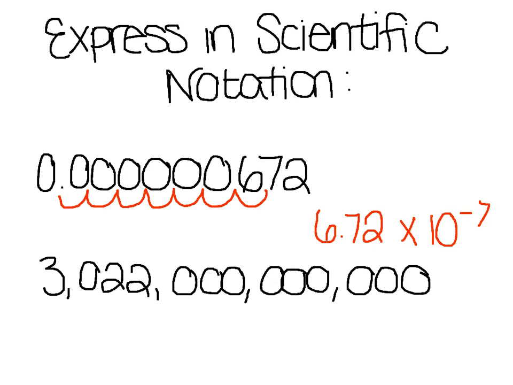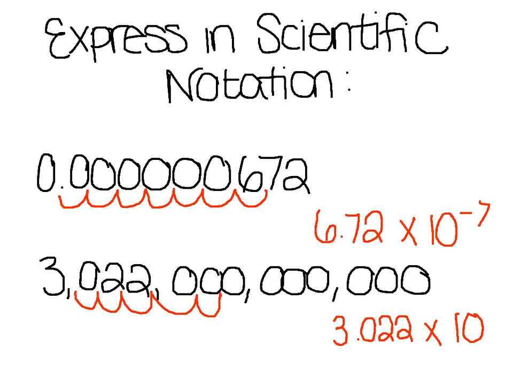Looking at the second example, I know A is going to be 3.022. You want to include all of the numbers, times 10, and since it's a very large number, it's going to have a positive exponent. So counting, I'm going to have 1, 2, 3, 4, 5, 6, 7, 8, 9, 10, 11, 12. So my answer is 3.022 times 10 to the 12th. If you got both of these correct, then I think you have a strong understanding of scientific notation.